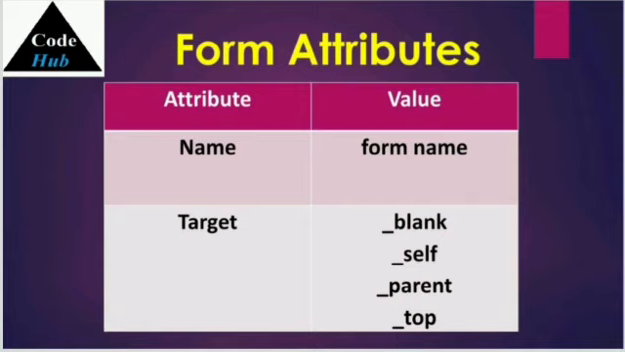We can include some more attributes. Rel, whose values include external, help, license, nofollow, noopener, noreferrer, opener, prev, search, specifies the relationship between a linked resource and the current document. Next is novalidate, which specifies that the form should not be validated when submitted. Next is autocomplete, with values on and off, which specifies whether a form should have autocomplete on or off. Next is charset, which specifies the character encoding to be used for the form submission.